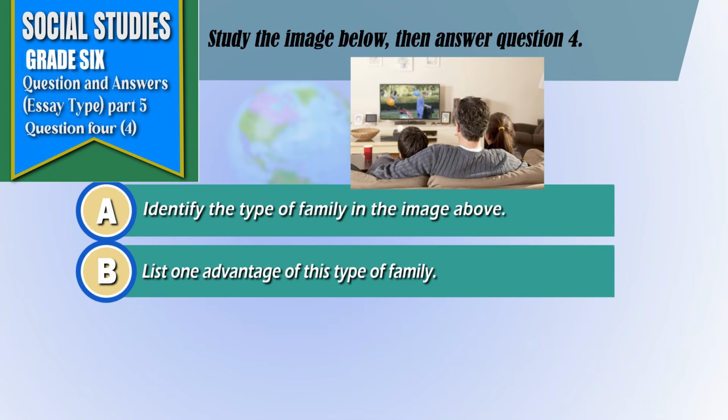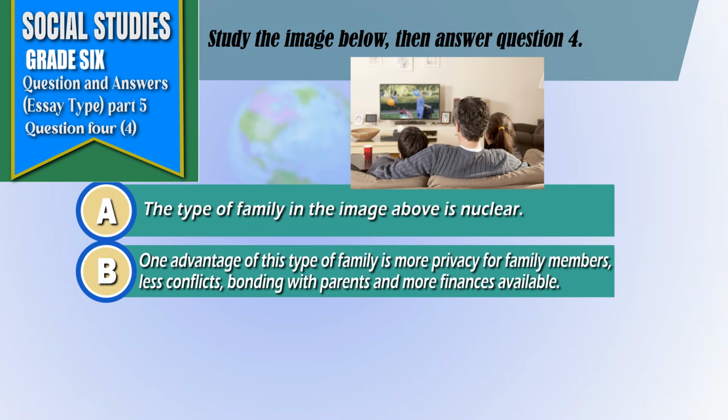B. List one advantage of this type of family. One advantage of this type of family is more privacy for family members. Another advantage is less conflicts. Another advantage is bonding with parents, and yet another advantage, more finances available. So any of those 4 advantages, if you have written, is correct.